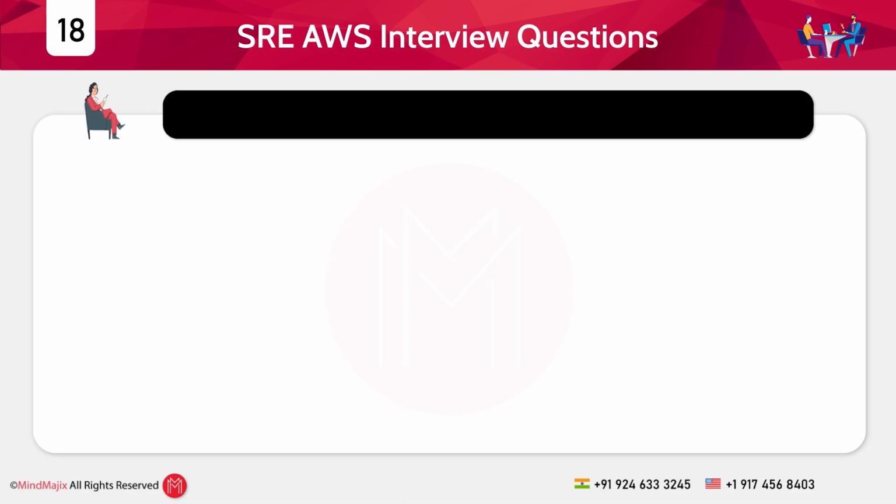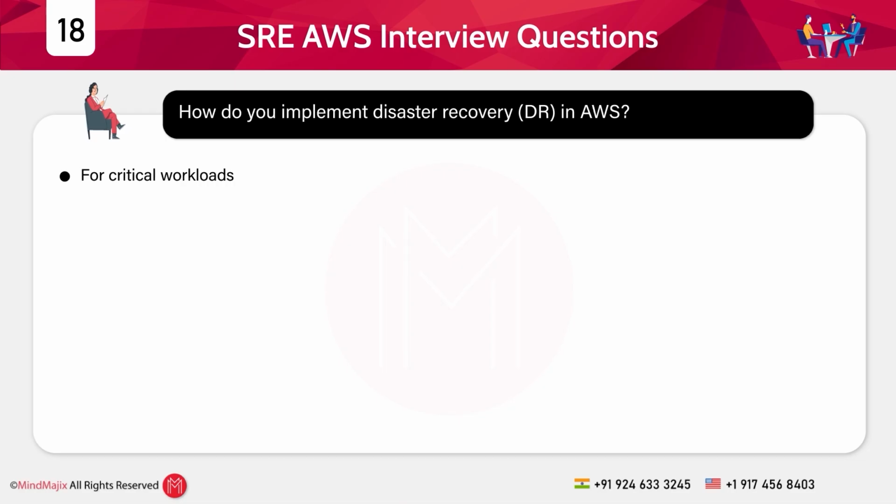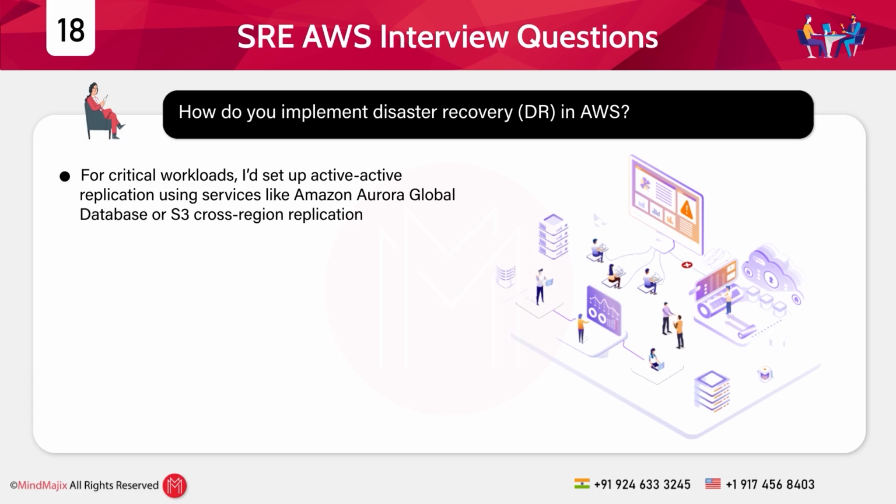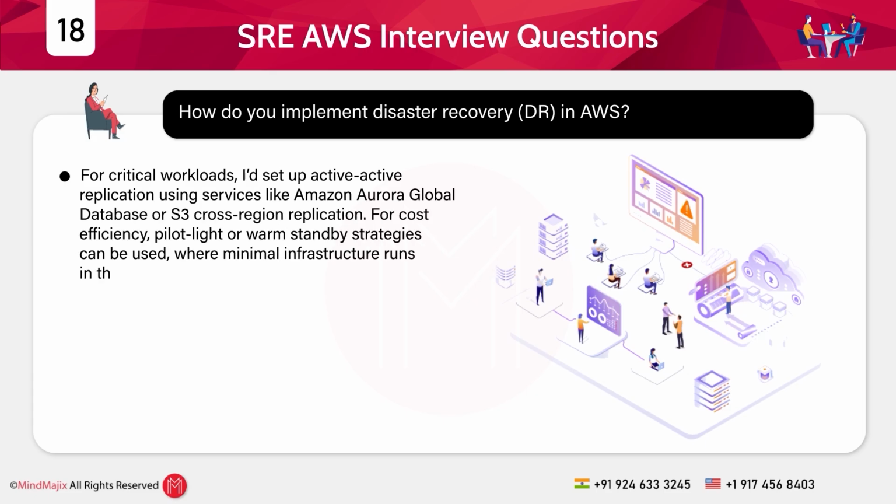The next question is, how do you implement disaster recovery in AWS? So disaster recovery involves replicating workloads and data across geographically separate AWS regions. For critical workloads, you can set up active-active replication using services like Amazon Aurora Global Database or S3 cross-region replication. For cost efficiency, pilot light or warm standby strategies can be used, where minimal infrastructure runs in the disaster recovery region until needed.